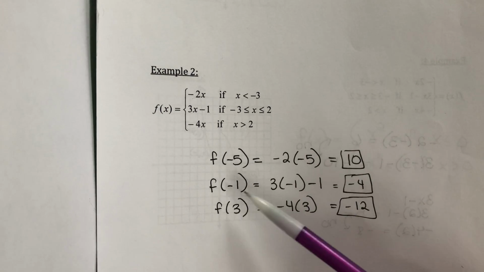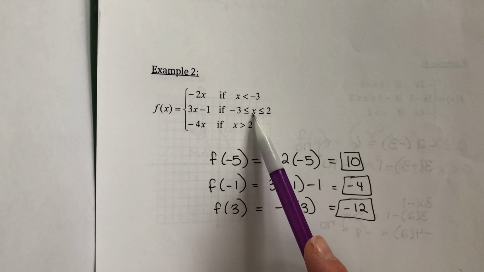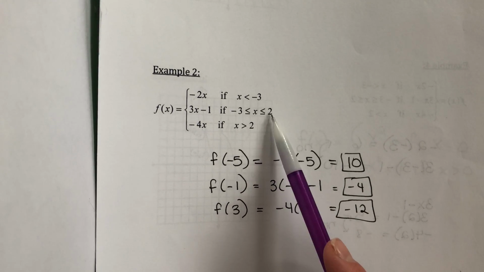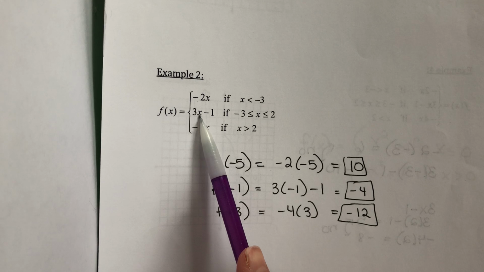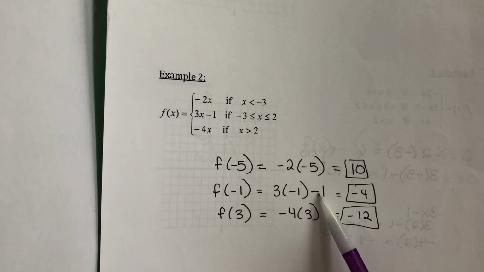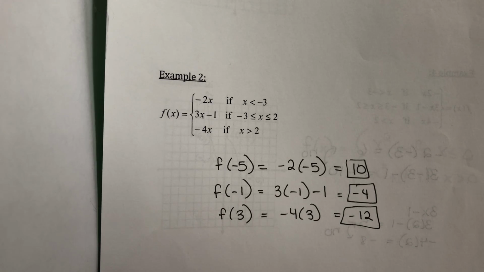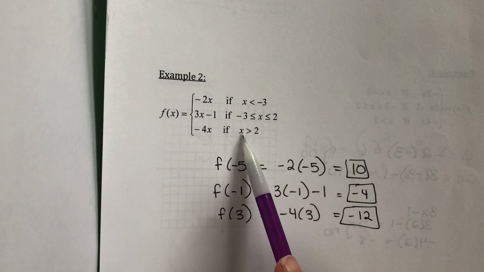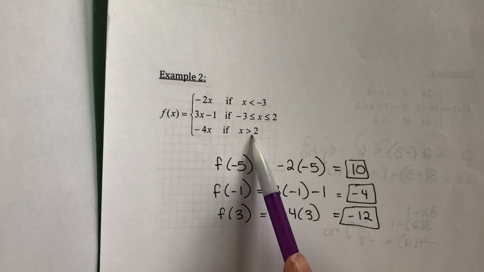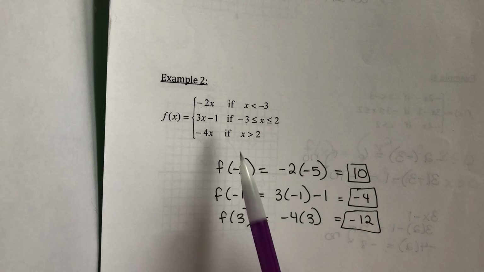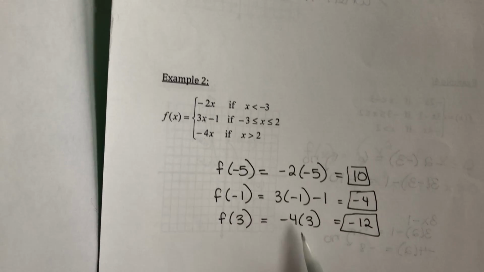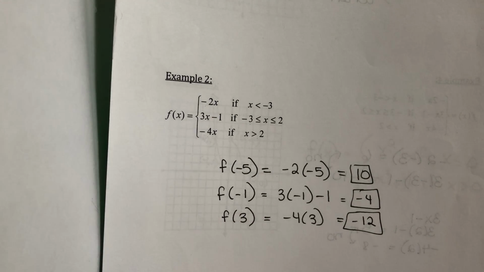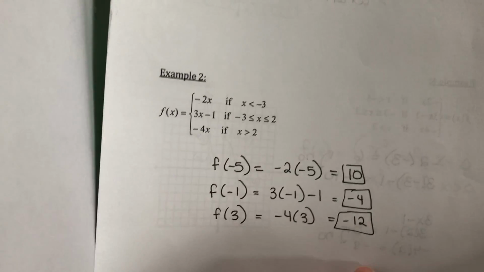The next number, -1, would fit into the second expression because -1 is between 2 and -3. So replace this x right here with a -1. 3 times -1 minus 1, and we get -4. Lastly, if I'm going to do f of 3, x is greater than 2 is the domain that fits with this x value, so I'm going to sub it into -4x. And when I do, I get -12. So it's not so bad. You just got to pay attention to the domain that would work best.